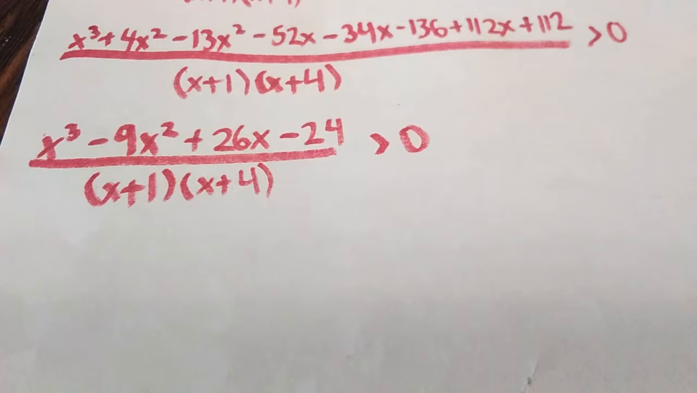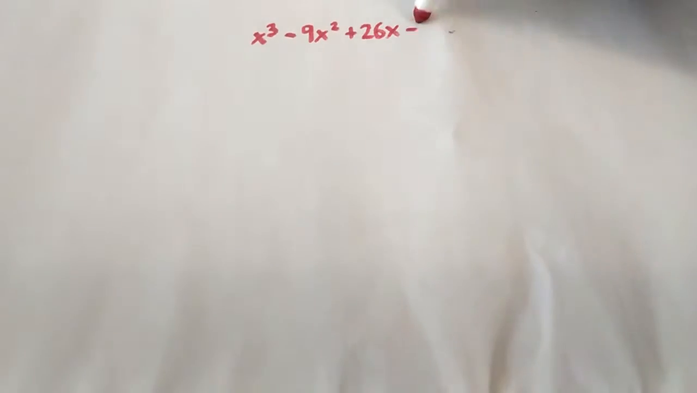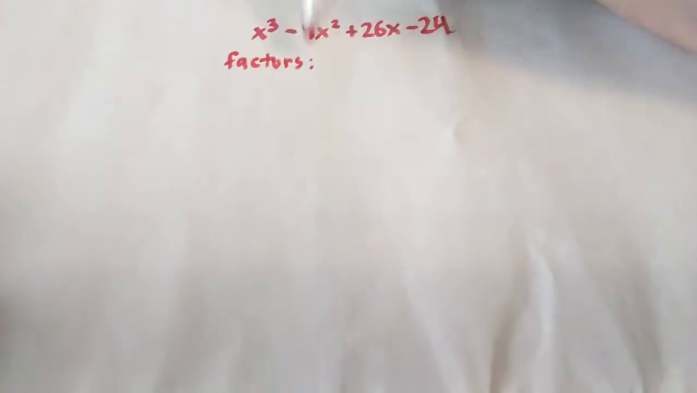Now we have a simplified rational expression, and we want to factor everything as much as possible to find the zeros, vertical asymptotes, and possible holes. The bottom is already factored, so let's go ahead and factor the top polynomial expression.